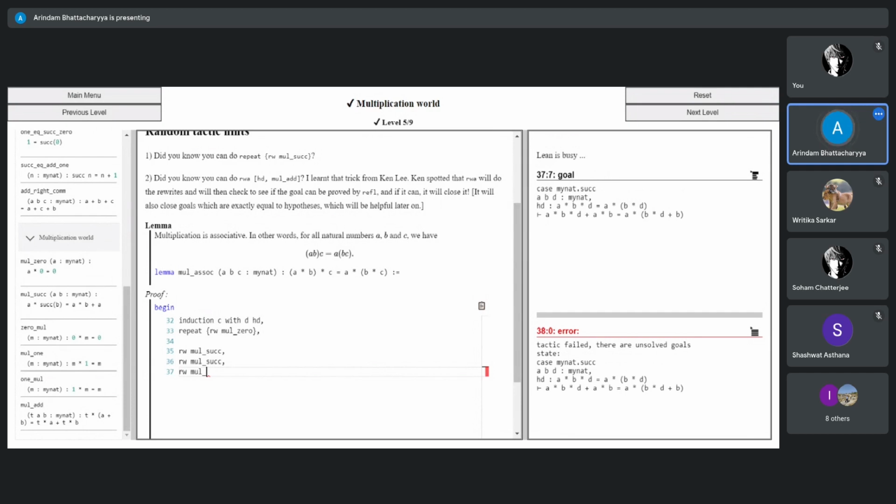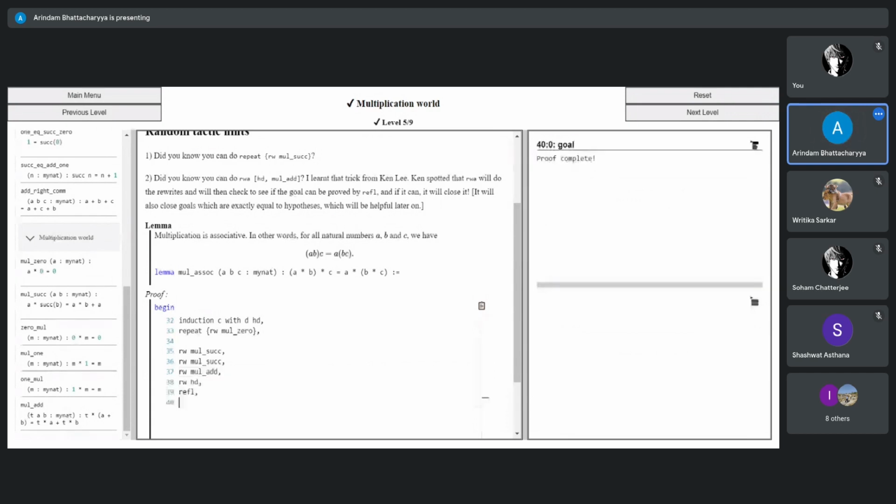So try inducting on A and B and see if you can make it work. But yeah, anything you want to explain in this? You can just say no if you understood everything. So, am I even audible? Yes. Alright.